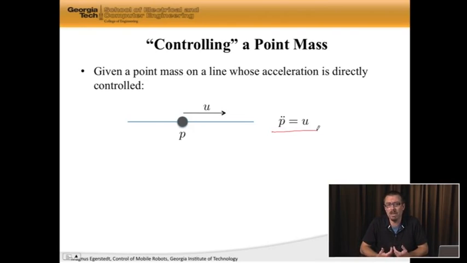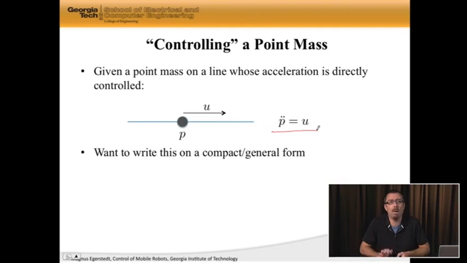Now, we won't actually like to write it in this way. We don't want the double dots. We don't want to have p's for positions, and then we're controlling something else. We have new variables. So we want to come up with a compact general form that captures what we want, but somehow glosses over the minor details of what separates a point mass robot from a humanoid robot, say.